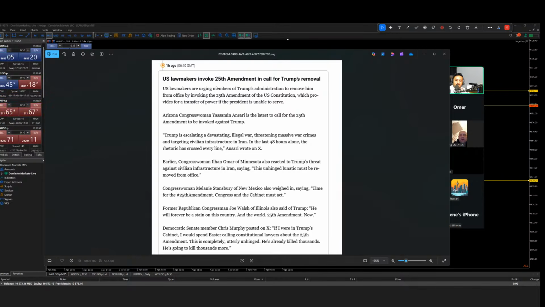So US lawmakers in over 25 minutes in call of Trump removal. US lawmakers are urging members of Trump that, oh, it's not going to happen, buddy. It's not going to happen. He's evil. Don't take Trump easy. Which prevent transfer of power if a president is unable to serve. Arizona Congresswoman Yasin Ansari is the latest to call. No, nothing like that.